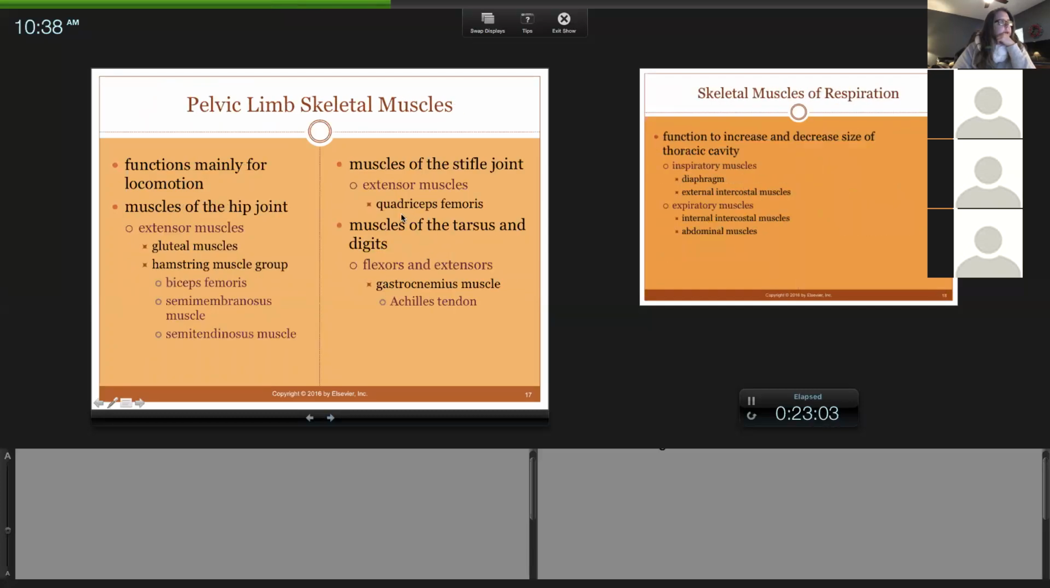Now, when we get into muscles of the tarsus and digits, so we're working our way down the limb, okay? Now, let me go back. Sorry, muscles of the stifle. The quadriceps muscles. I just told you, if this is the knee, okay, tibia and fibula would be down here, okay? So here's the knee. Here is the femur. The quadriceps are here.